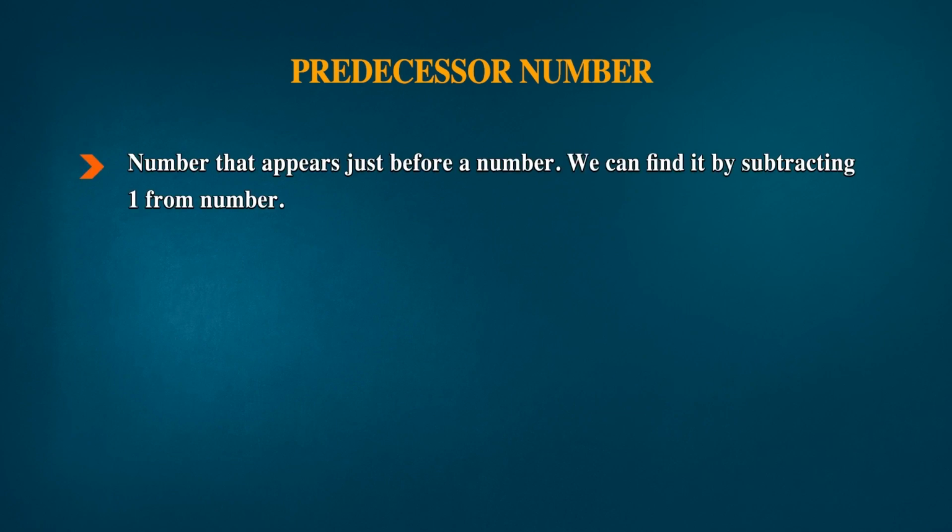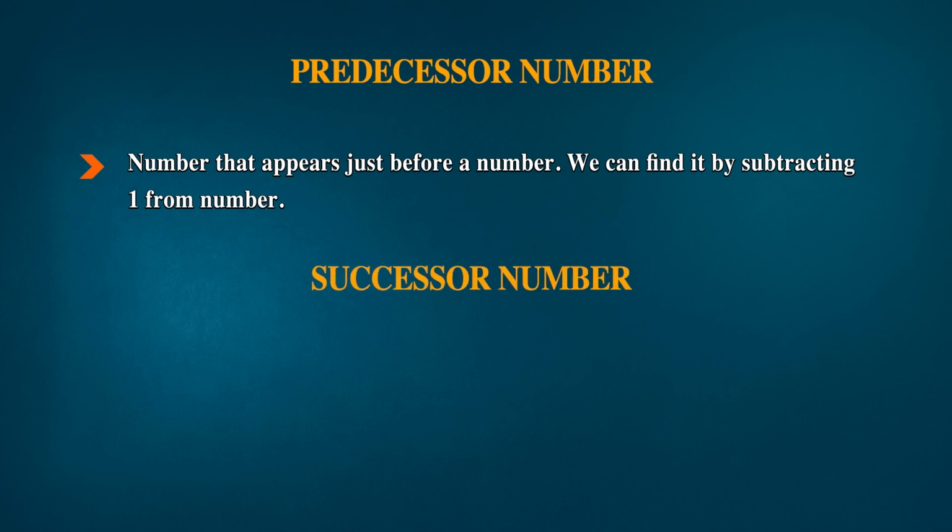Predecessor of a number: the number that appears just before a number is called its predecessor. For example, 3 is the predecessor of 4 and 20 is the predecessor of 21. We can find it by subtracting 1 from the number. If we subtract 1 from a number, we get its predecessor.